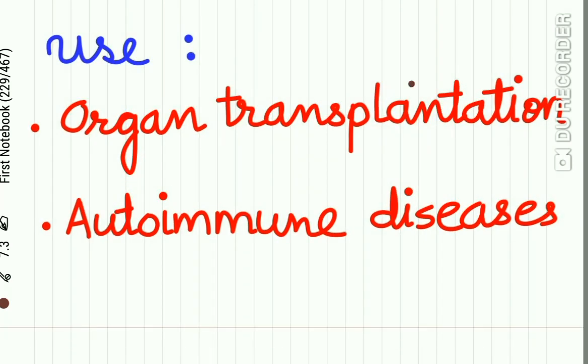So, what is the use of such drugs? The immunosuppressant drugs are mainly used when organ transplantation is done. Because when organ transplantation is done, suppression of the immunity of the patient is necessary so that the organ is accepted by the body. These drugs are also useful in autoimmune diseases.